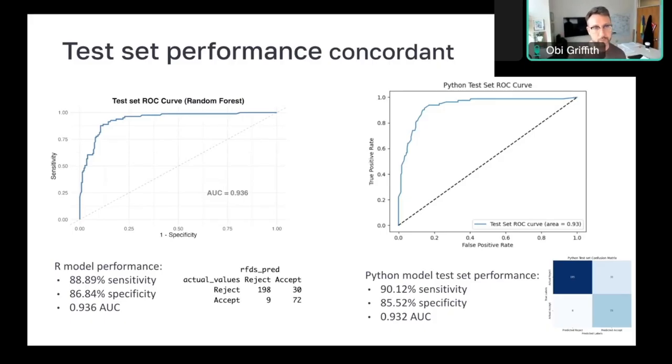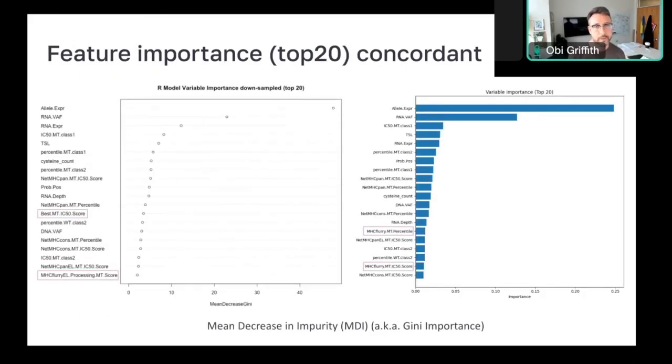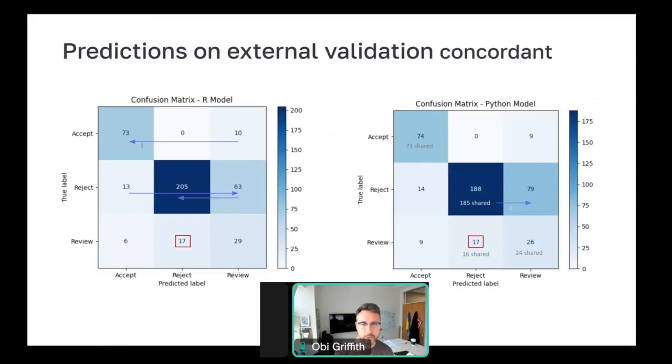So here you can see the performance on the test set was highly concordant. On the next slide, you can see the two models come with almost identical, slightly shifted variable importance rankings. You can see even the confusion matrix is quite similar. There were a few samples that shifted from one class to the other, but for the most part they were highly, highly concordant. And actually, the Python model we found is performing slightly better.